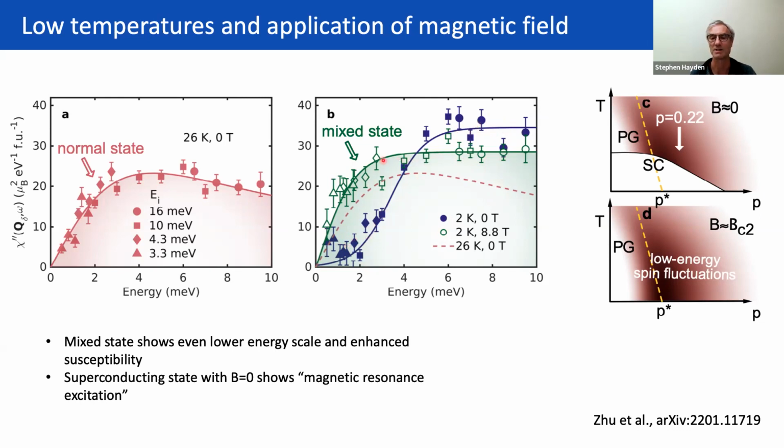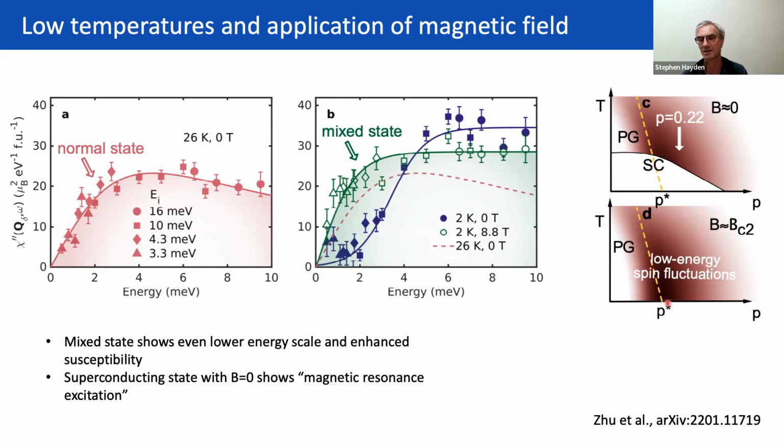Back to the mixed state: if it's mixed and some of it looks like this, then there must be some bits that have an even lower energy scale than is shown here. That's a bit surprising. This one fits almost exactly a Lorentzian. Unfortunately, this one is obviously going to be more complicated. So the mixed state shows an even lower energy scale, and the superconducting state shows the old magnetic resonance excitation.